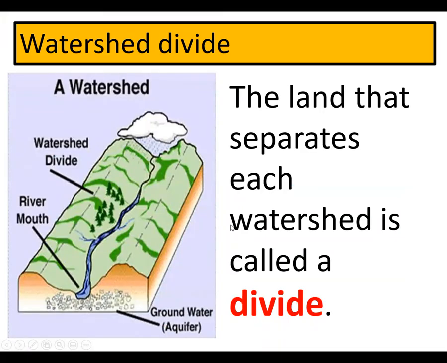So again, this is a watershed divide. It is the land that separates each watershed. We call that a divide. Remember.